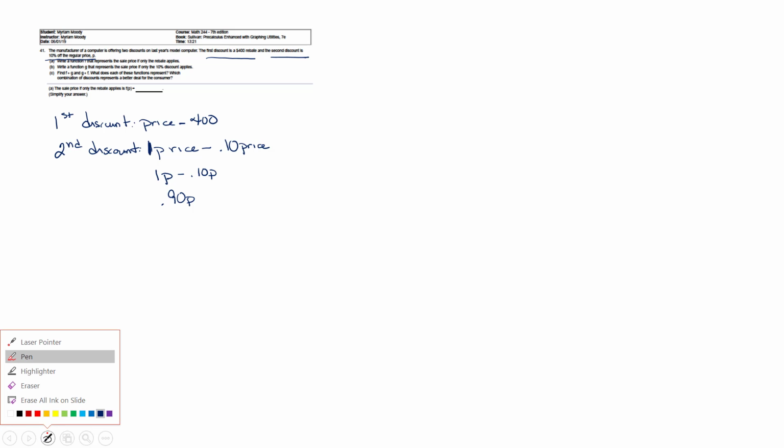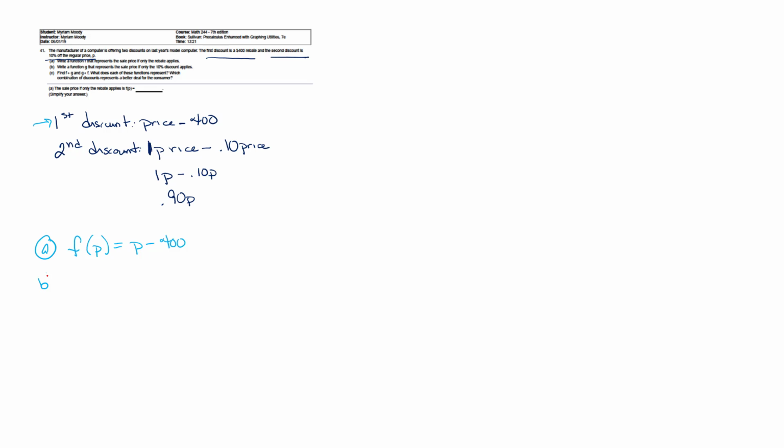Now, part A. They want you to write a function f that represents the sale price if only the rebate applies. Well, function f, if only the rebate applies, that's our first discount, isn't it? Well, we already did that. Isn't that just p minus 400?